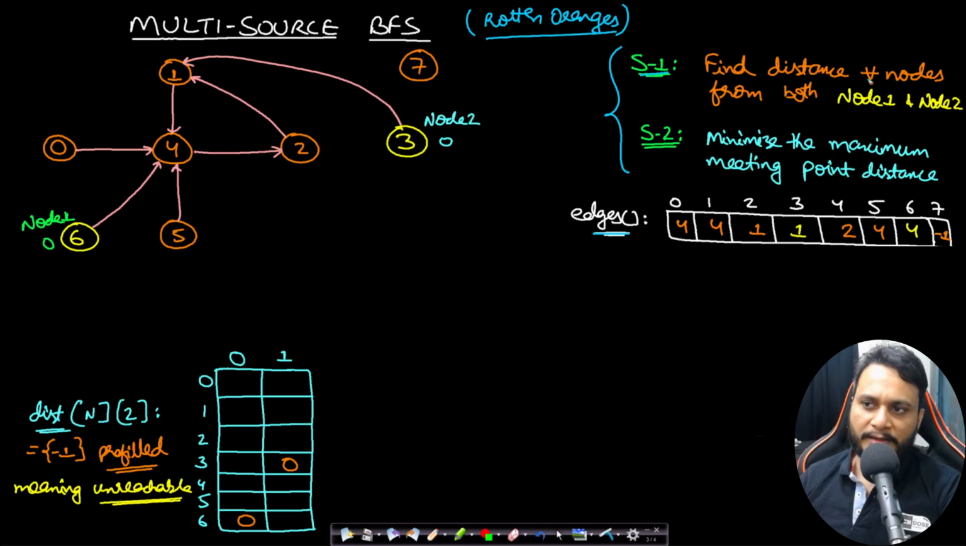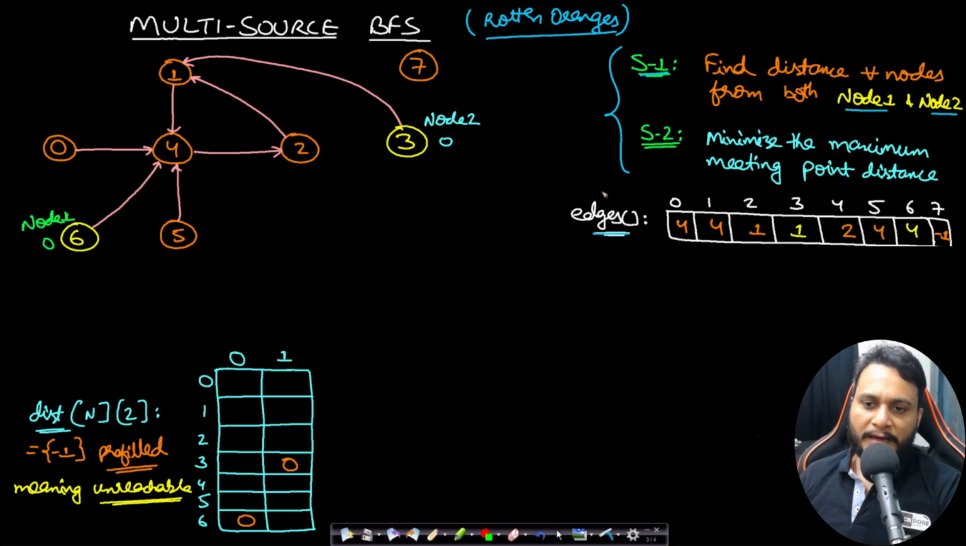The first step is to find the distance for all the nodes from both node 1 and node 2. Now you know that at every node we need to maintain 2 distance values. Like if I write at 4, then the first distance value will say from node 1 what is the number of hops, and another distance value will tell you about from node 2, that means from 3, how many hops it will take to reach this 4. So we need to save 2 different distance values for all the nodes. If it is not reachable from one or both nodes, it will be -1 for its corresponding values.